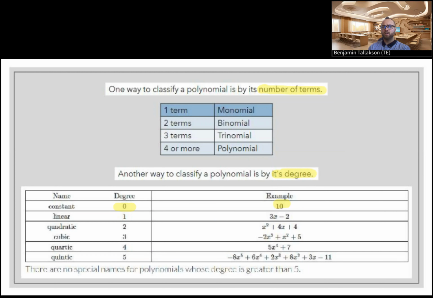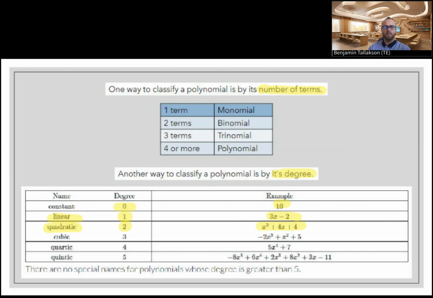If it has a degree of 1, it's linear, right? Just like a linear equation, 3x to the first minus 2. What else do we have? We have quadratic, and guys, you are going to see this a lot. This will be a big focus. It means it's degree 2. So here you see x squared as the leading term.